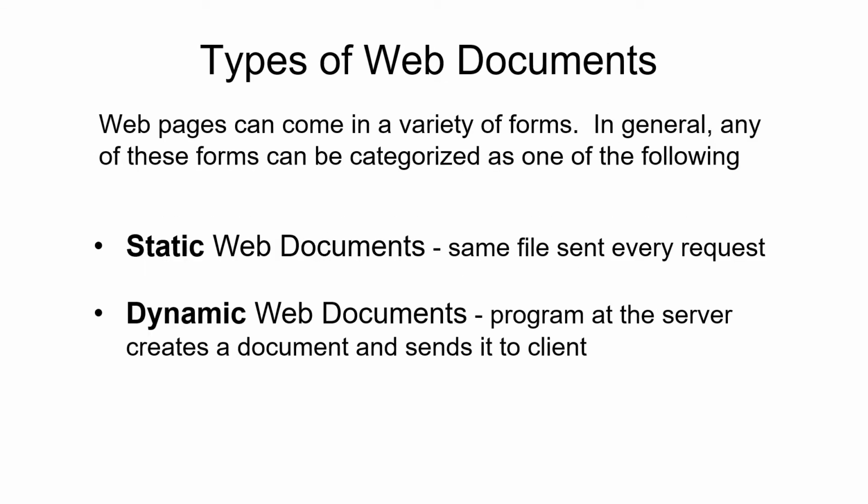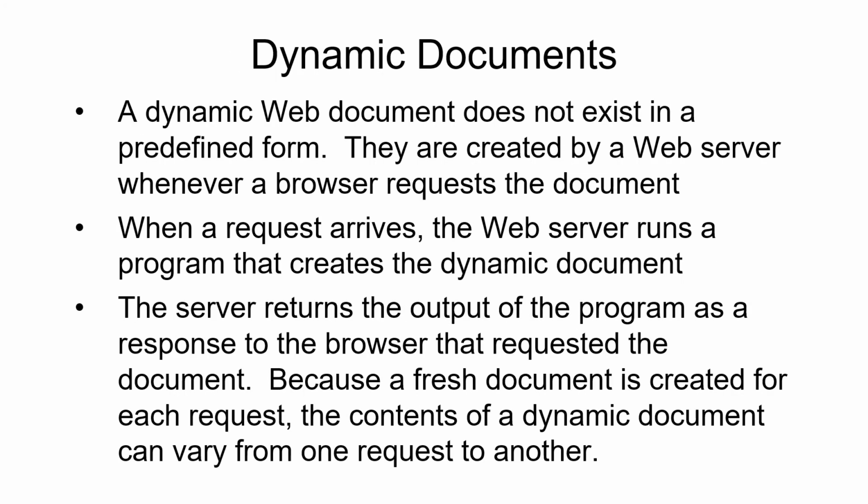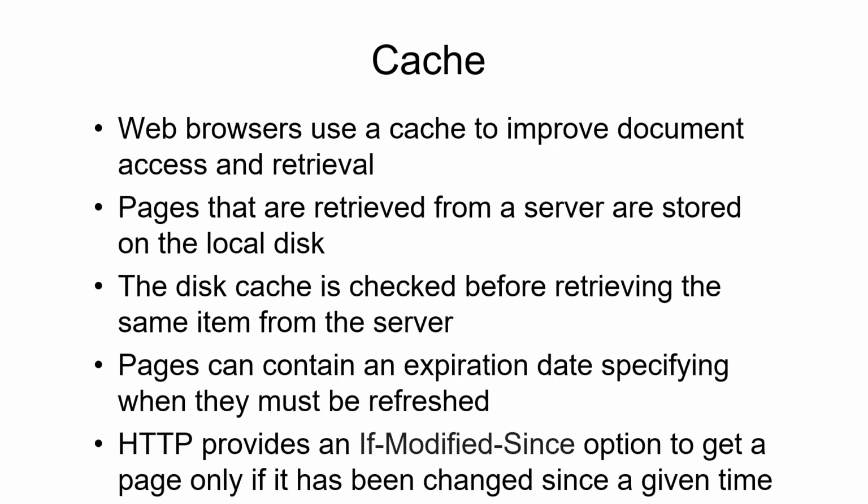You can characterize web documents into two different types. Static web documents are just a file on the web server that is sent back to the client when it's requested. A dynamic web document is created on the server by a program and then sent back to the user. This program runs when you make the request, and that program creates the HTML and sends it back to the client. The server can create a different document every time you call it.